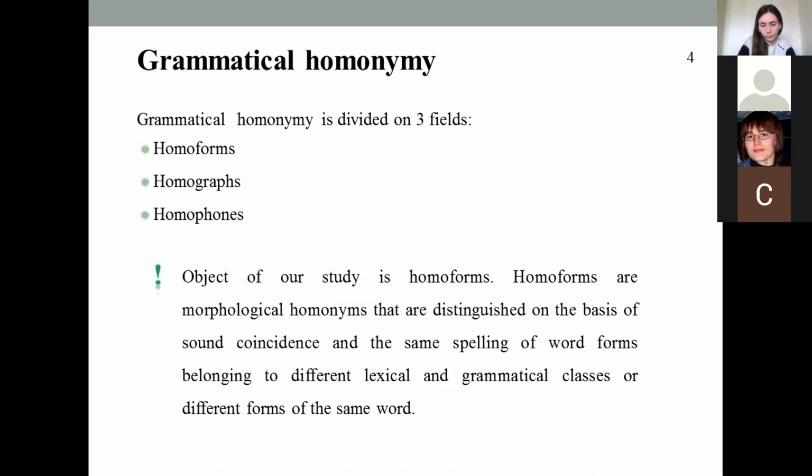Among the grammatical homonymy, there are homoforms, homographs, and homophones. Homoforms are morphological homonyms that are distinguished on the basis of sound coincidence and the same spelling of word forms belonging to different lexical and grammatical classes or different forms of the same word. Precisely this type is the object of our study.